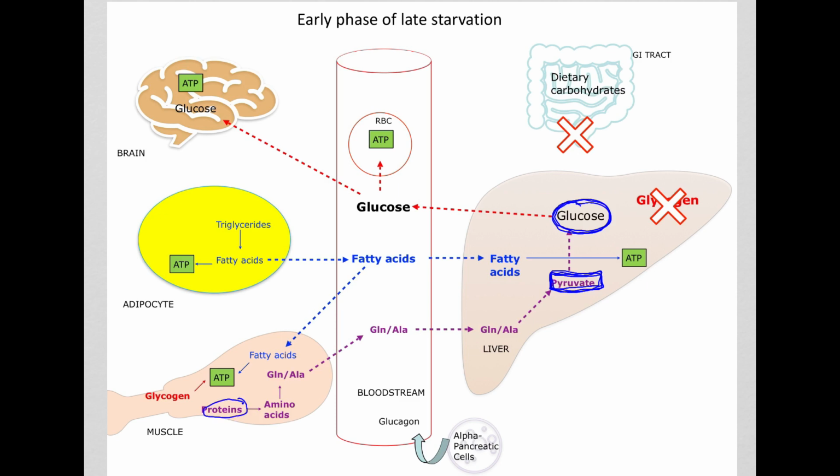Since muscle contains most of the proteins in your body, basically muscle proteins are broken down into amino acids. Remember, there are 20 amino acids that make up proteins. These 20 amino acids are basically converted into two types, glutamine and alanine, and these two types are transported to the liver where they are converted into pyruvate.